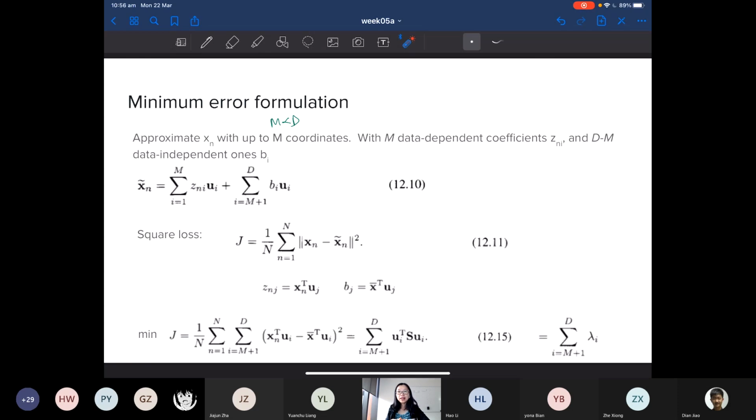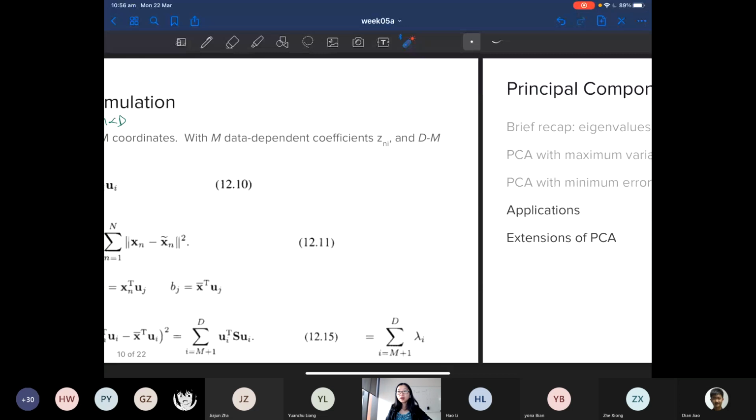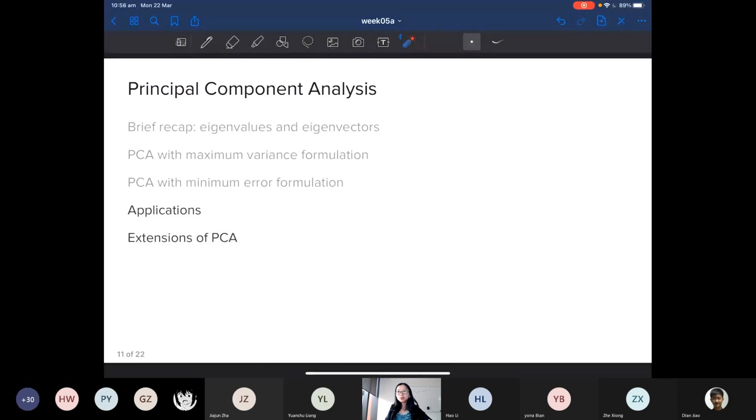Okay, so this is a very fast skim through the minimum error formulation. I hope it makes some sense. So we're going to move on to applications of PCA, what this can do for us, for a while, and then we talk about extensions.